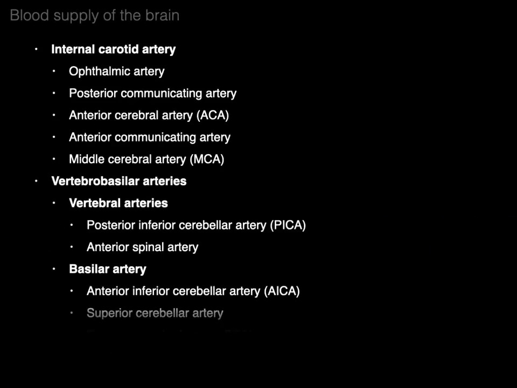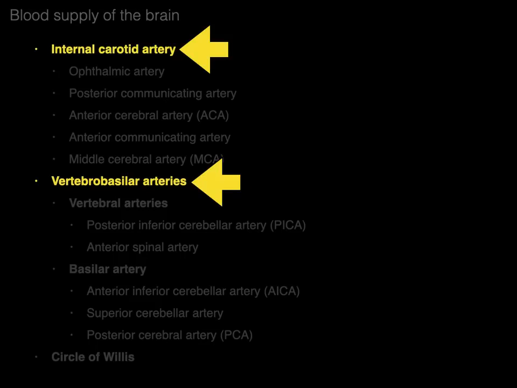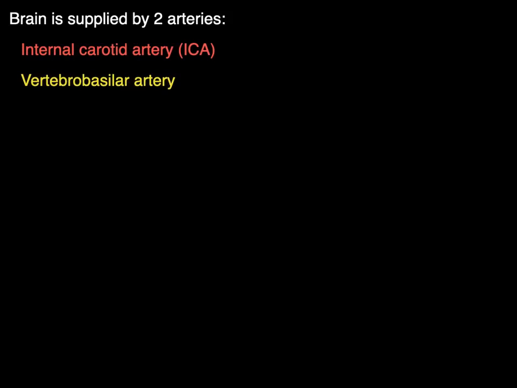So, here are the different arteries that supply the brain that we're going to talk about. And I want to just focus for a second on the internal carotid and vertebral basilar arteries. So, the brain's supplied by two arteries: internal carotid and the vertebral basilar artery.